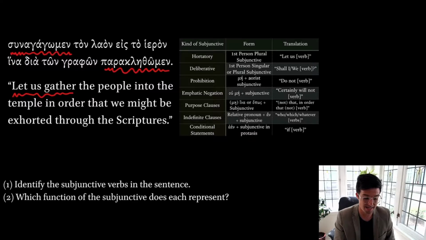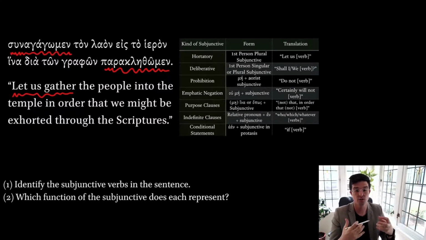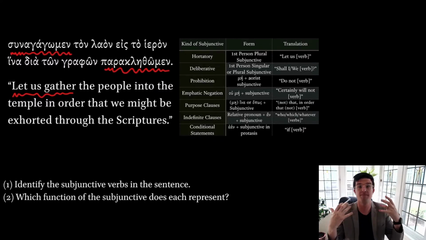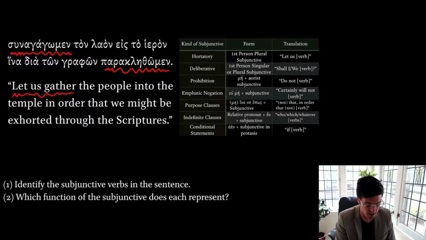This, on the other hand, needs something else. It needs this up here to make sense because it means in order that we might be exhorted through the writing. So this sentence can't stand on its own. In order that we might be exhorted through the scriptures needs something else to make sense, to be completely full as to its meaning. So what we have here is a purpose clause. Notice we have our hina. So hina plus the subjunctive.